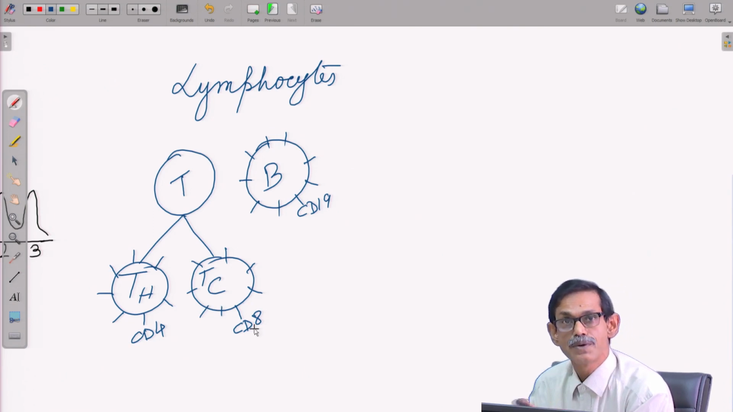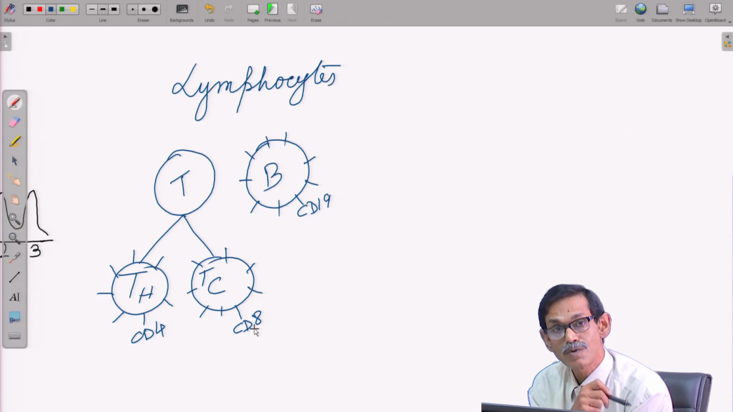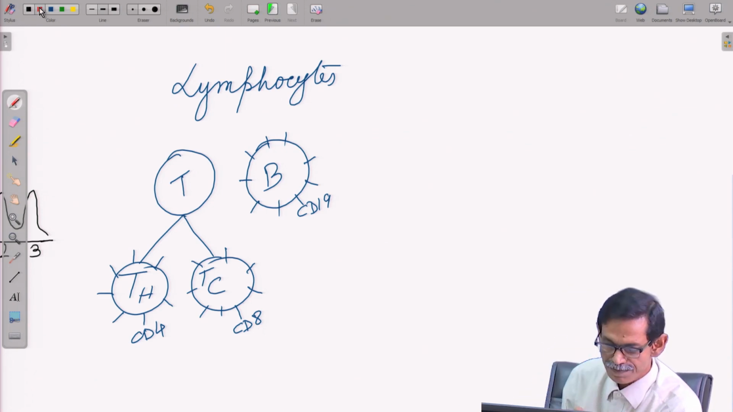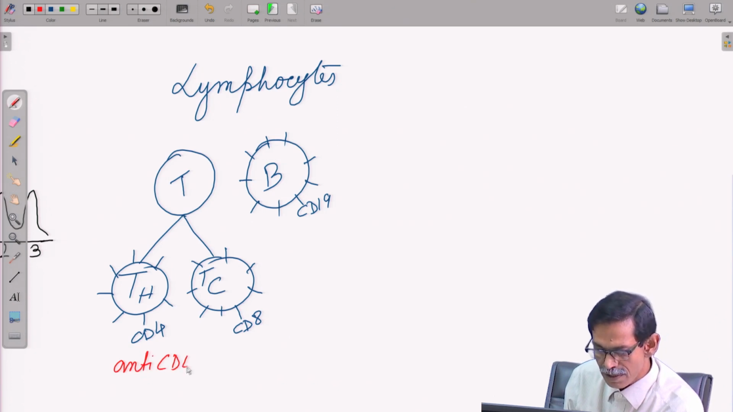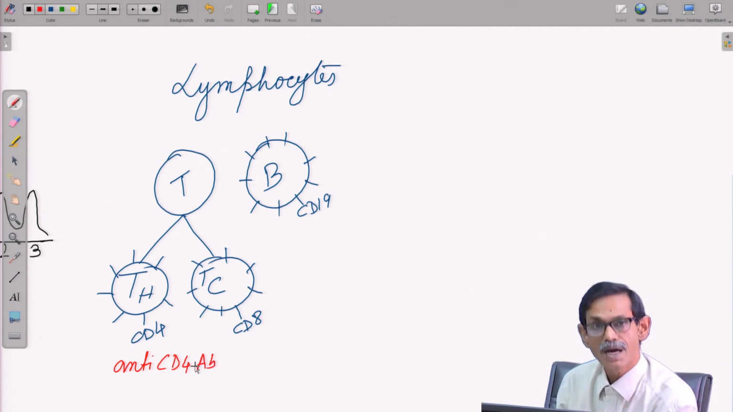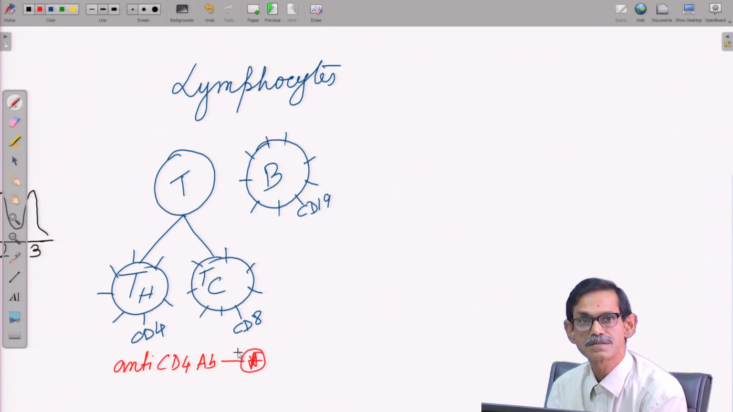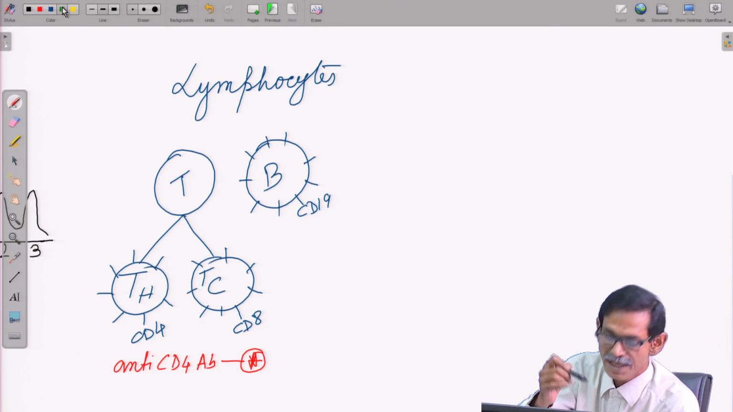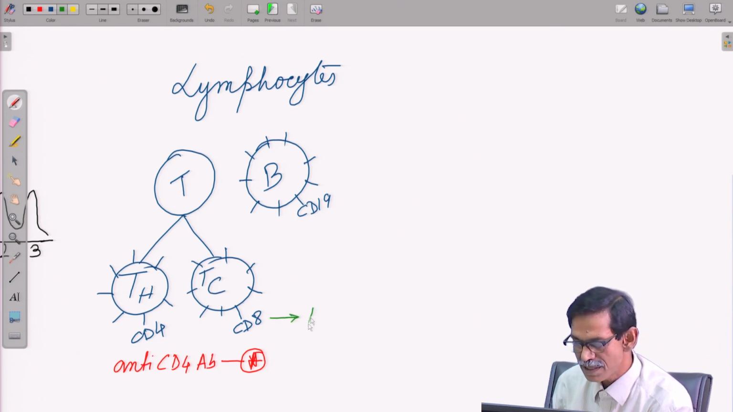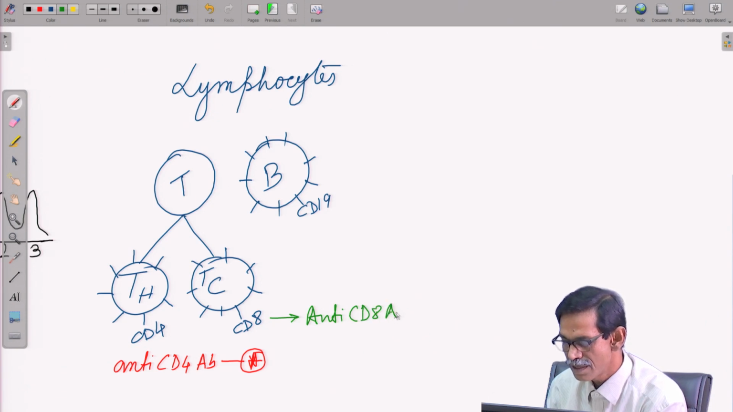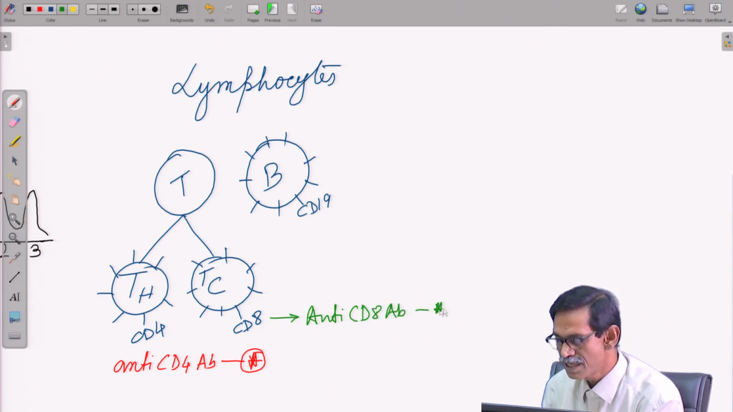So, now the technique we learned before is what? Immunostaining. What we can buy is, we can buy anti CD4 antibody, I can buy from the market, which is labeled with a red fluorescence. Same way I can buy anti CD8 antibody, which is green labeled.